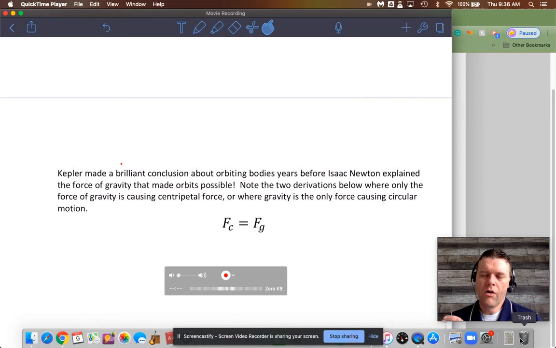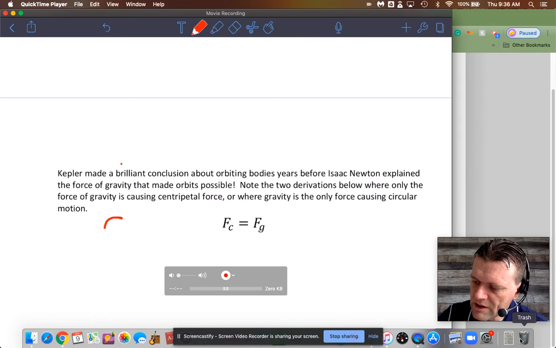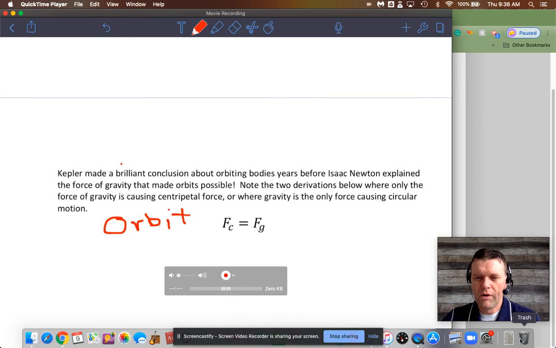Now, what you should be prepared for is that if in any question you see the word orbit, what that means is that the force of gravity is the only force causing the object, the planet or the satellite, to go in a circle or in an ellipse, a circular path. Gravity is the only force. There's no strings. There's no venting volcanoes that are causing a force. But the force of gravity is the only force.